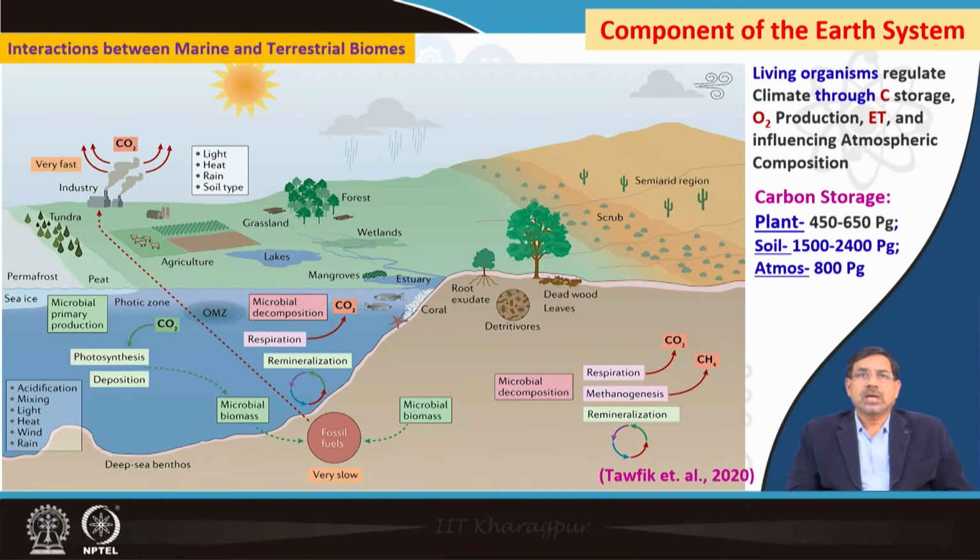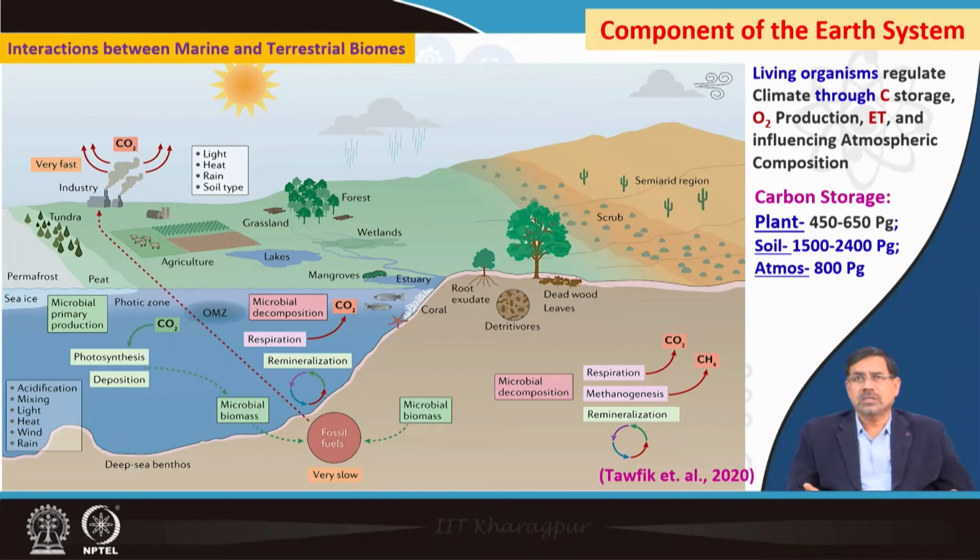Now let's come to the next one, the interaction between the ocean and the terrestrial biomes, dominantly our living sphere. The living organisms regulate climate through carbon storage, oxygen production, evapotranspiration, and influence the atmospheric composition.